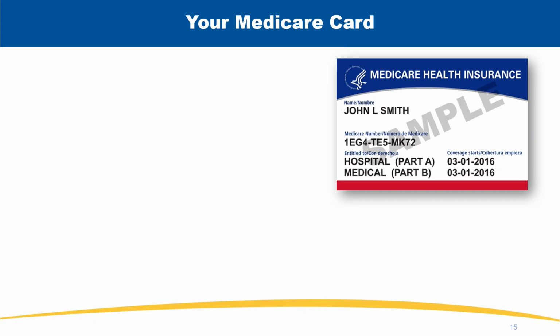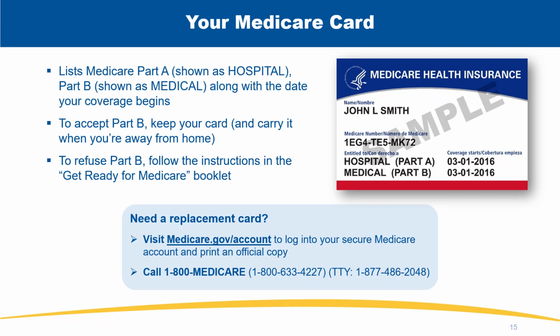Your Medicare card. This is what it looks like. It is red, white, and blue. It includes your name, Medicare number, your hospital Part A and/or your medical Part B, along with its coverage start date. It includes either one or both. To refuse Part B, follow the instructions in the Get Ready for Medicare booklet. To accept it, you would just keep it. If you need a replacement, you can visit Medicare.gov or contact 1-800-Medicare.